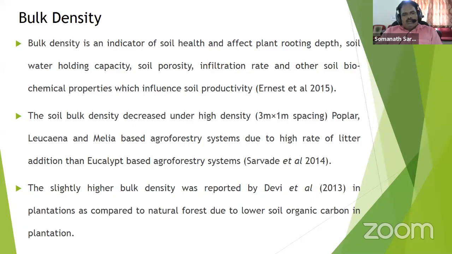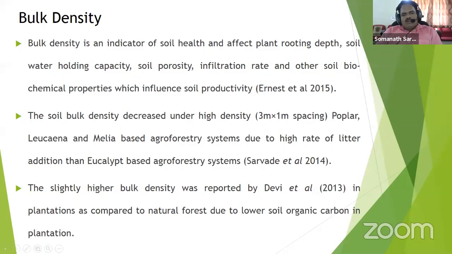When bulk density decreased under high density of plant species, especially popular species, as reported in 2014, while the spacing is very close, then the leaf litter addition rate is high in that place, and it reduces the bulk density and improves the soil health.